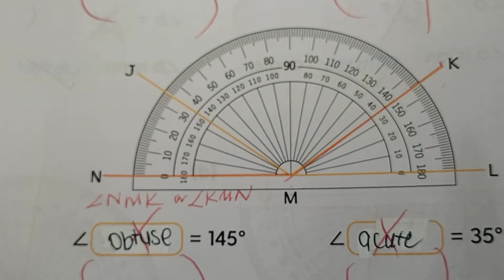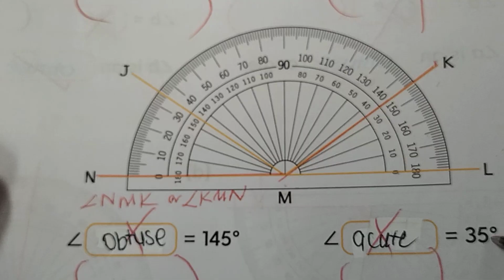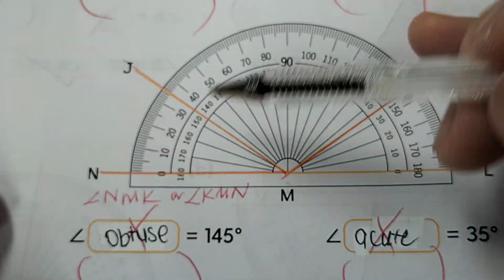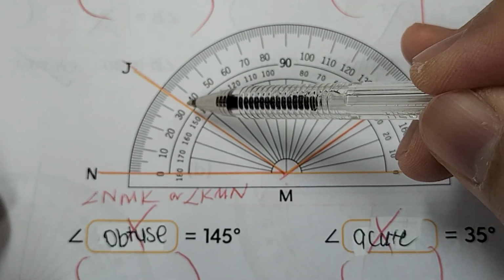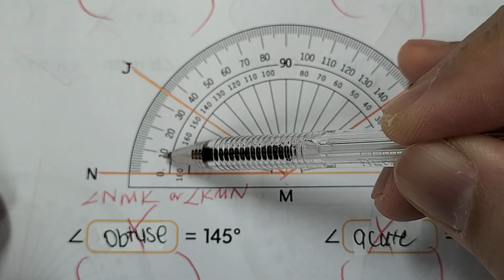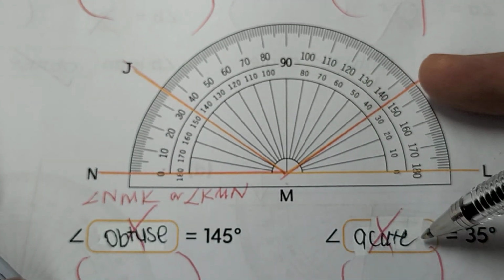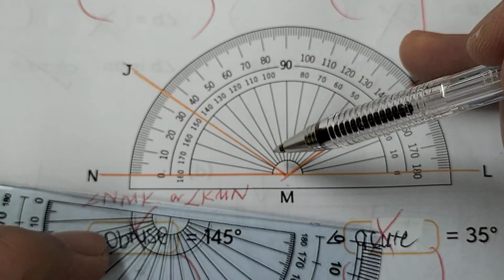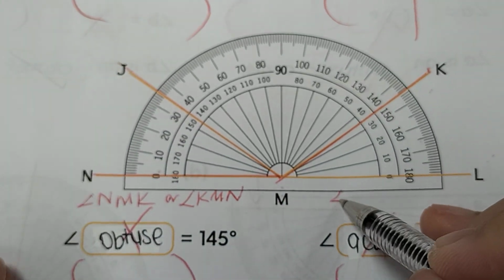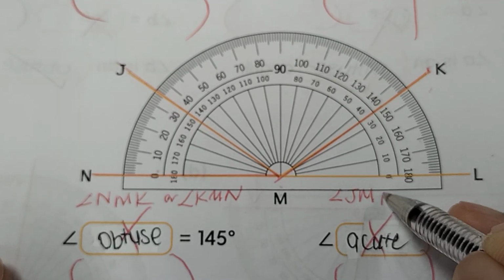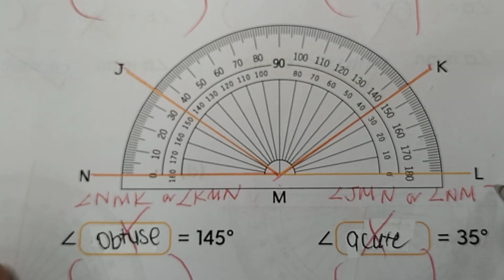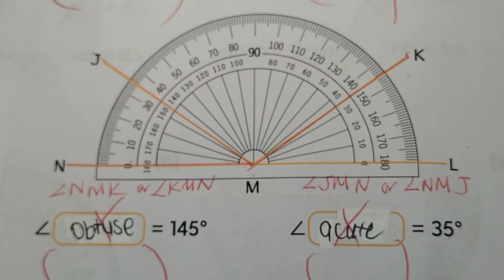Now, the other angle, 35, is a much smaller angle. And where's 35? I found 35. It is here, between 30 and 40. So how do I get to this number? I use the scale on the left, starting from 0 here: 0, 10, 20, 30. Therefore, this angle 35 is formed between the lines NM and JM. So the answer can be angle JMN, in all capital letters, or angle NMJ, all in capital letters.